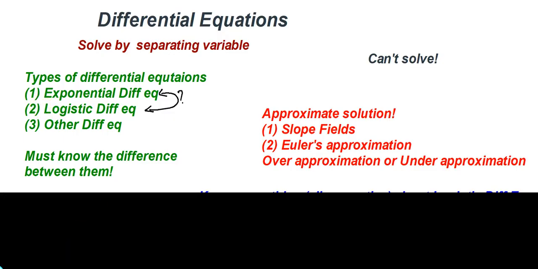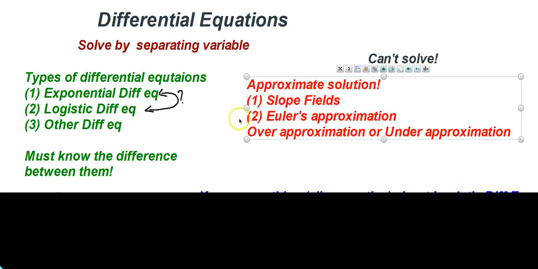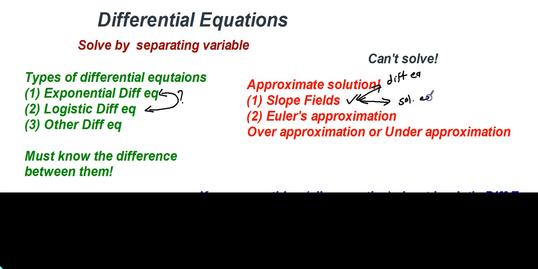So let's talk about approximation. Approximation is the slope field, which we have already covered. Slope field to differential equation matching and solution equation matching are most of the time multiple choice questions. We already covered that. So today's topic is about Euler's.